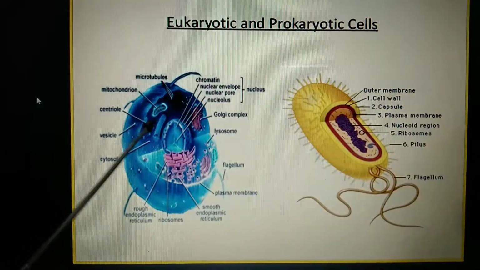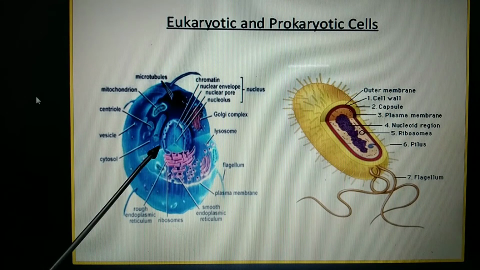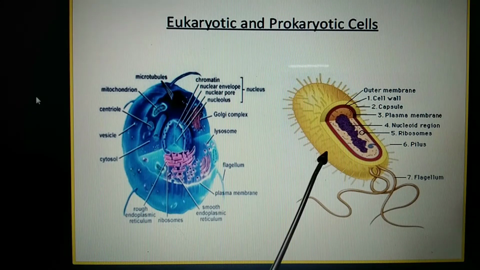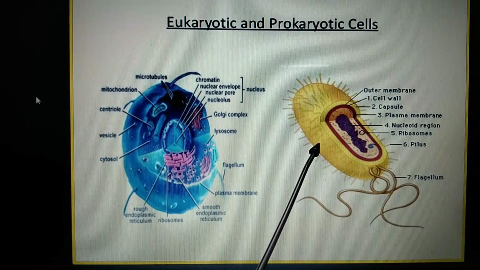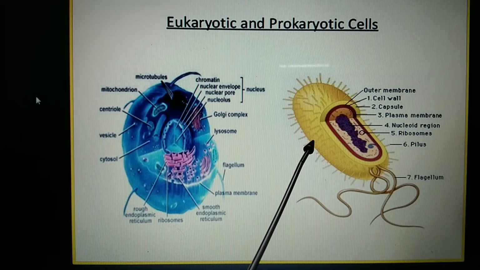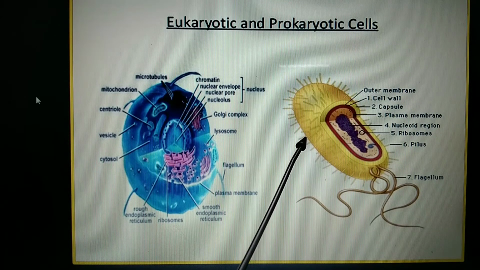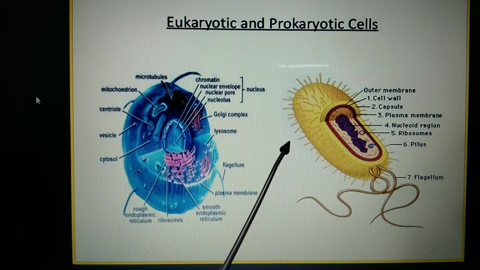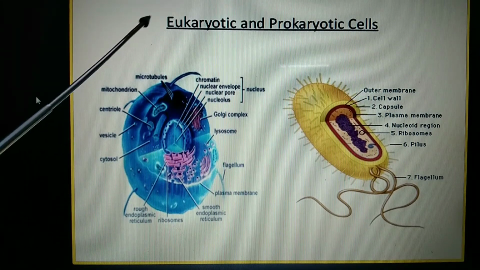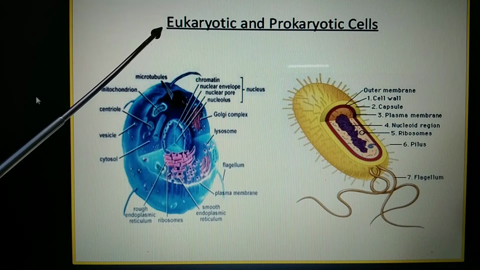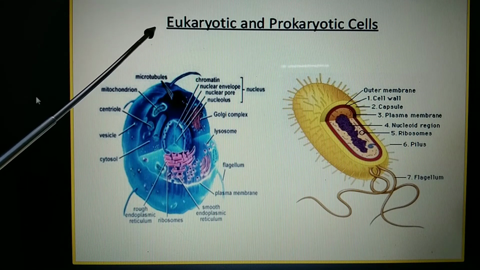Next, these are the structures which you need to learn for the prokaryotic and eukaryotic cells, because you will get a question to draw a well-labeled diagram of prokaryotic and eukaryotic cells along with the differences. So this is the structure which you will be drawing whenever there is a question on eukaryotic or prokaryotic cells.